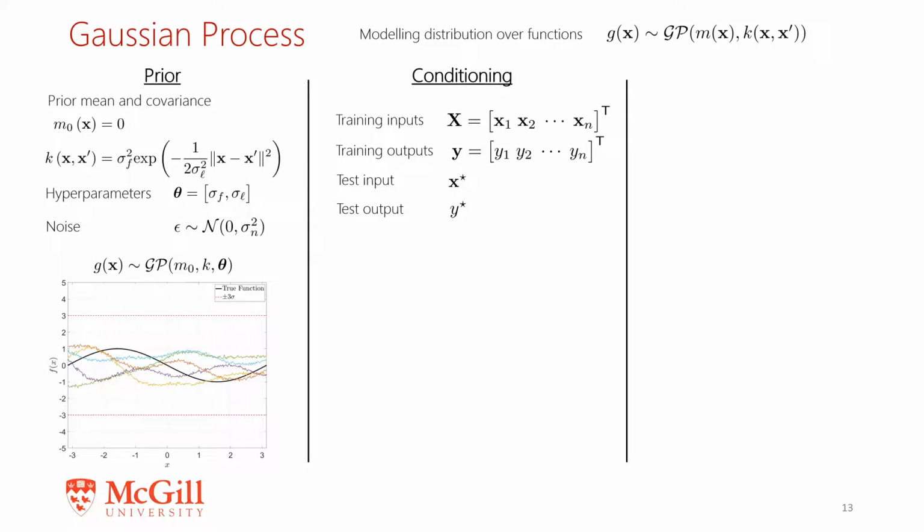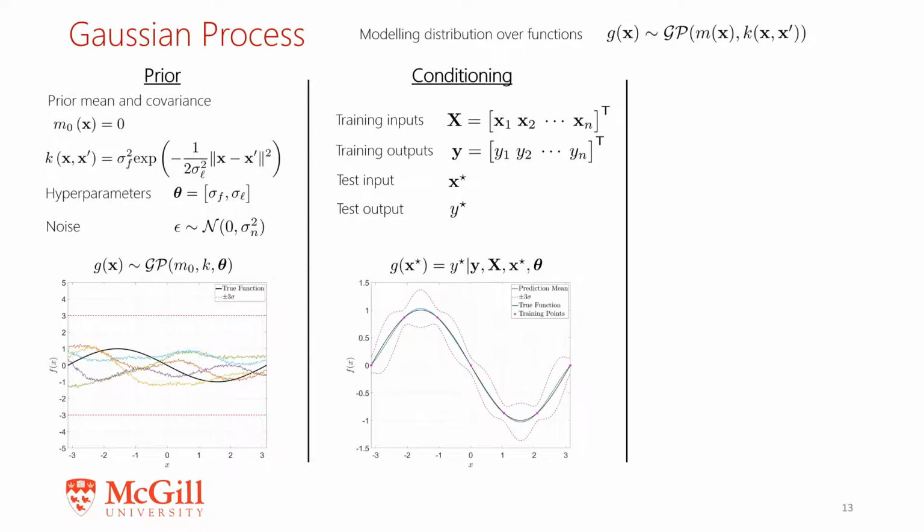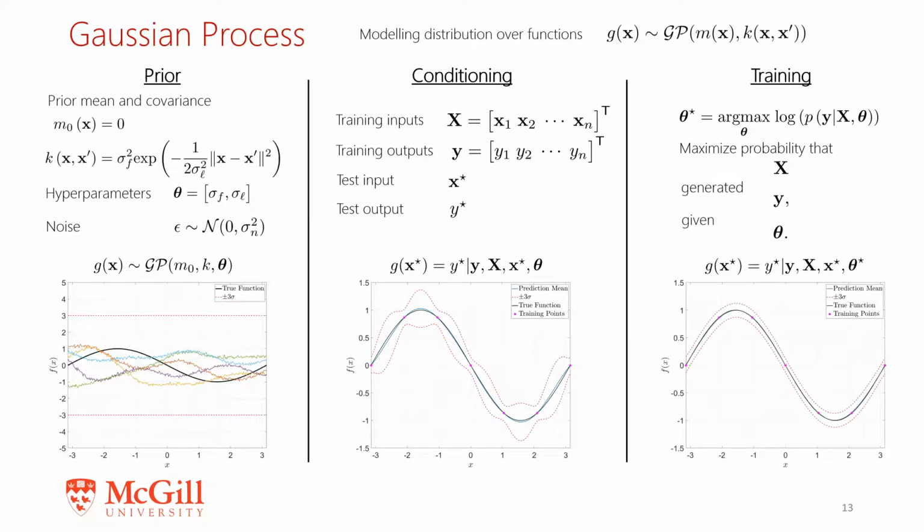Next, we condition this prior. We collect a set of training inputs and outputs, as well as some test inputs. We wish to get the test outputs corresponding to our test inputs. This can be done by conditioning the test outputs on the test inputs, as well as on the training inputs and outputs and the hyperparameters. As we can see, the mean function now resembles the true function. Finally, we also train the model. This is done through maximizing the likelihood of the probability that the training inputs generate the training outputs, given the hyperparameters. Graphically, this training can be seen to improve both the mean and the uncertainty estimation on our function.